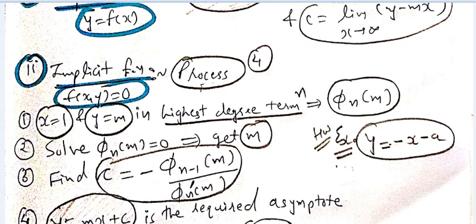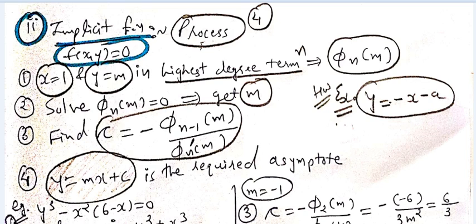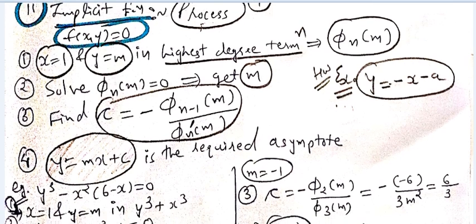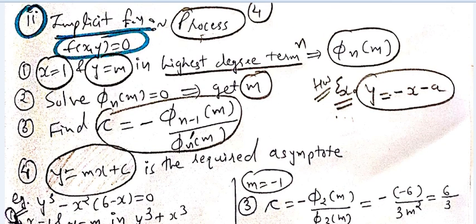Now for implicit, you need to check 4 steps. Implicit means whenever one variable can't be expressed in terms of the other, then the function is called implicit function. For that you need to do 4 steps. First step is what? Take x is equal to 1 and y equal to m in the implicit equation. Then in the highest degree term, for example n is the highest degree, you will get a function in terms of m. So say another function phi n of m. Then take it as 0 and find the value of m.